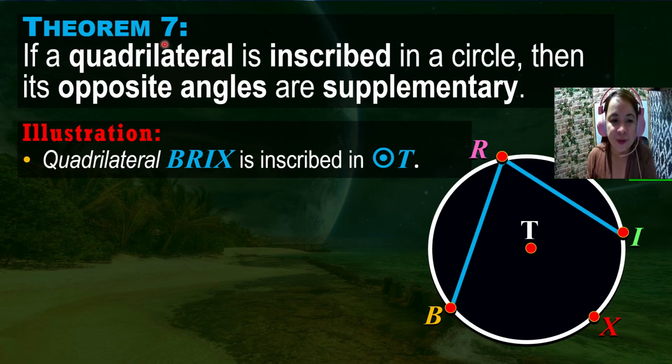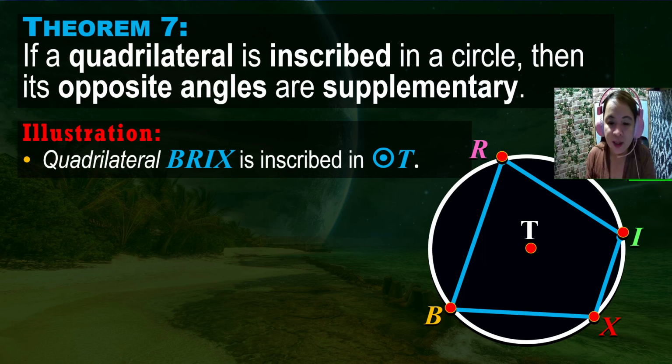We have theorem number 7. If a quadrilateral is inscribed in a circle, then its opposite angles are supplementary. Ano ba ibig sabihin ng supplementary angles? So, ang supplementary angles are angles, the sum of which is equal to 180 degrees.